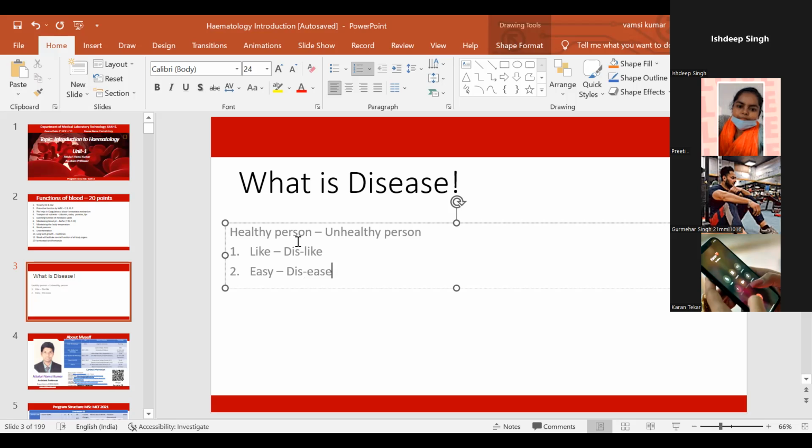So a disbalance in homeostasis will result in a diseased condition. That means now we can't work easily. This is just the origin of this term. There is no direct explanation in the Oxford Dictionary. They adopted it from Latin and Greek, and that is how it came as the name disease. The antonym of easy is called disease.